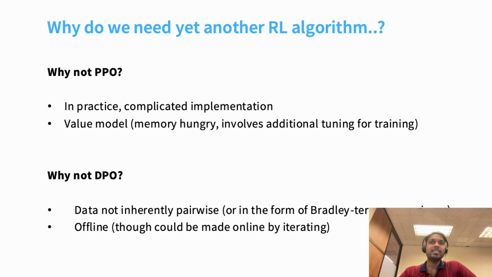DPO, on the other hand, is designed with the Bradley-Terry pairwise structure in mind. So if you would like to extend to other tasks, like solving math equations or searching and obtaining a short answer from the web, we don't really have a preference structure of our outputs.